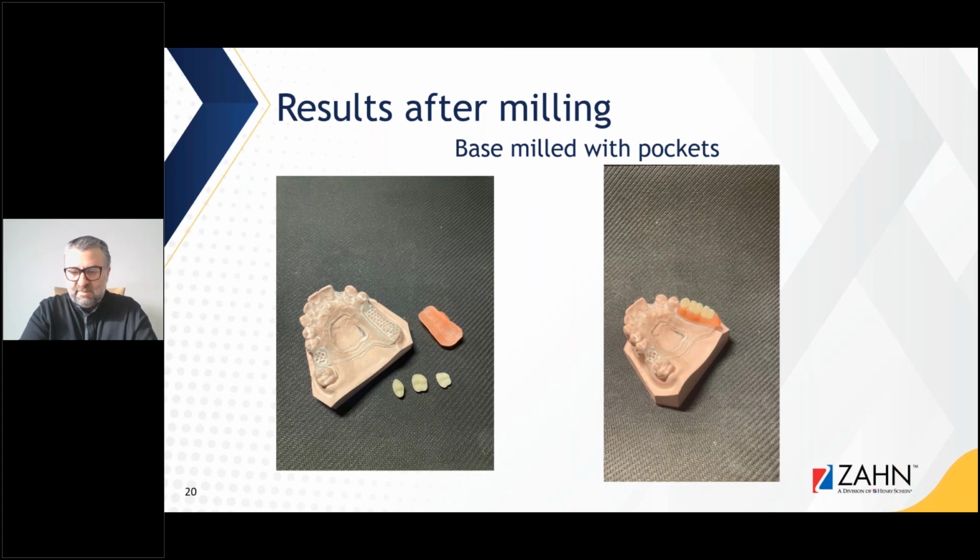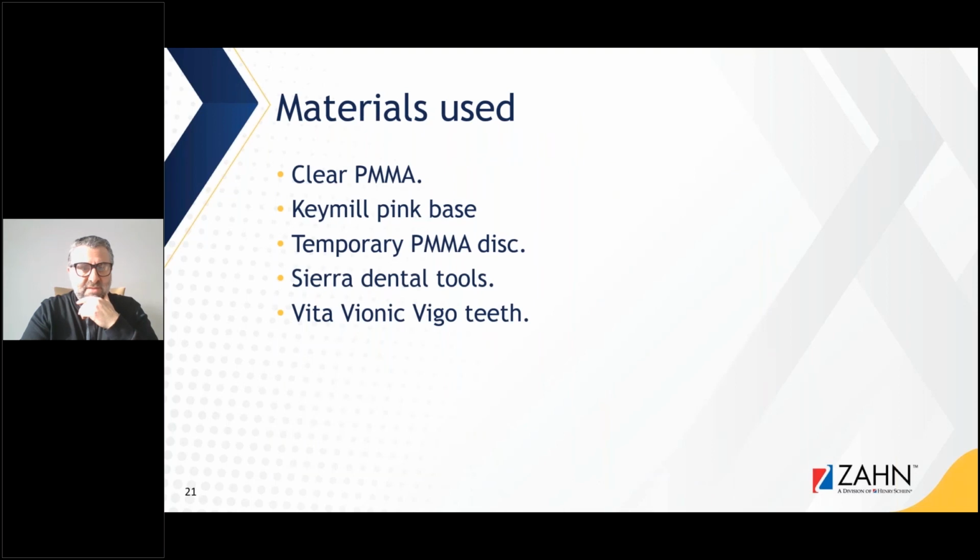And that's basically it. I don't want to go into depth of it. My personal preference was to use basic, very generic clear PMMA for my RPD. And then I used the key mill from Keystone PIC Base. I also used the generic PMMA disc for my bridged teeth. And then obviously for my strategies, my choice was Sierra Dental Tools for Millbox and Roland DWX-52DCI, as well as Vita Bionic Vigo teeth. So that's it for my presentation.